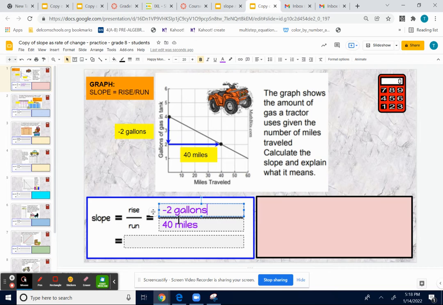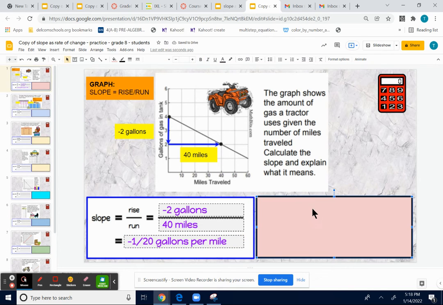Now I'm going to simplify a little bit. I'm going to take that negative 2 over 40 and think of that as a fraction, and I'm going to reduce it. I'm going to divide the top and the bottom by 2. So that would be negative 1/20th. I lost my negative sign. Negative 1/20th. Then I'm going to type in my 2 labels, top first with the word per in between. Gallons per mile.